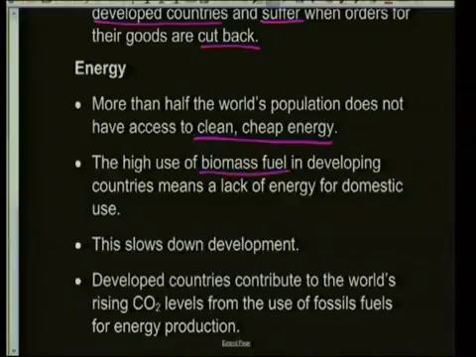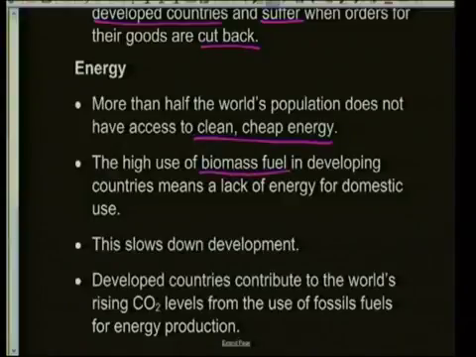All right, energy. More than half of the world's population does not have access to clean and cheap energy. We are lucky in South Africa that we actually have one of the most effective and cheap forms of electricity. Okay, a lot of other countries around the world pay large amounts for the supply of electricity to their homes. The high use of biomass fuel.